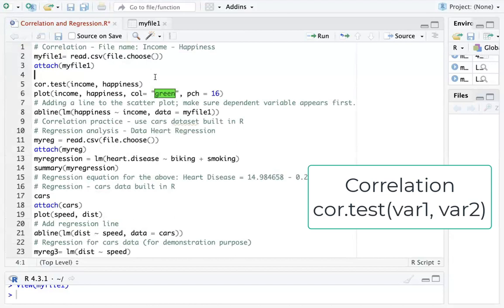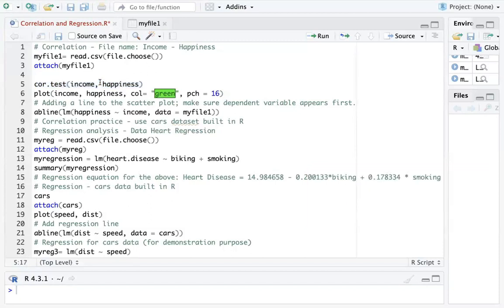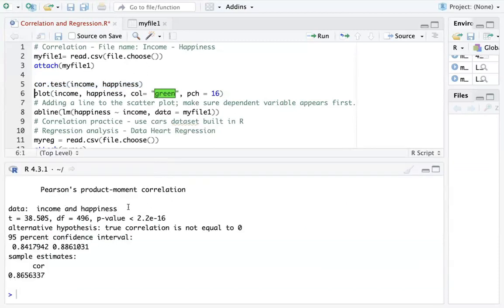Let's run it. In order to run it, I will use this command that's called cor.test, and then the names of these variables, income and happiness. If I run this command, it gives us this correlation. In these results, there are a number of things, but the most important thing is this correlation result. That's 0.8656. In other words, the correlation between income and happiness is 86.56%. That's the most important thing here.